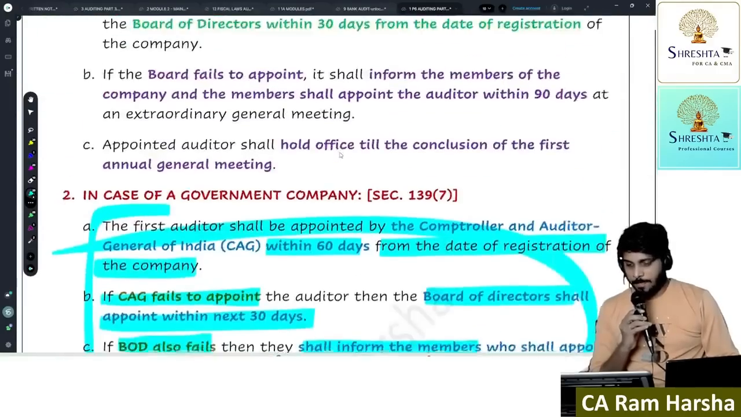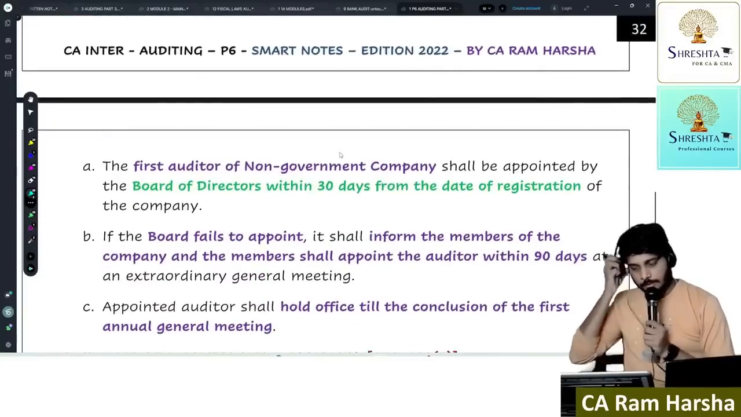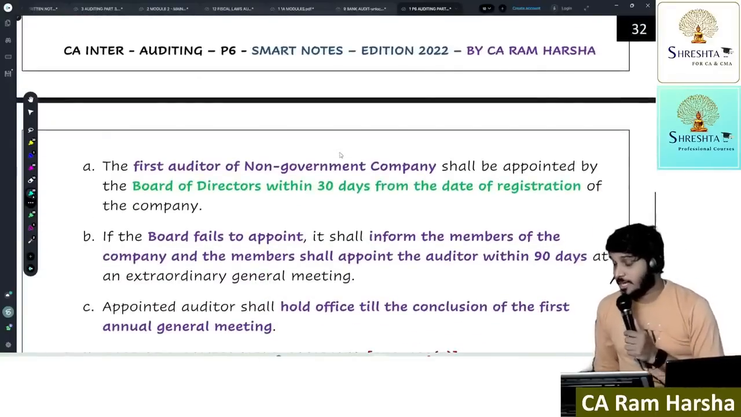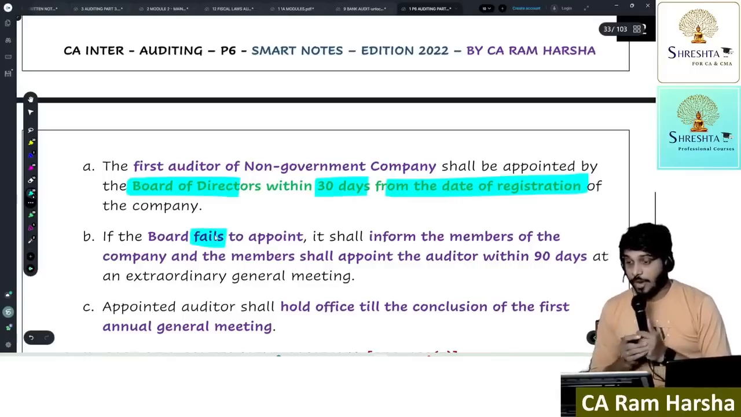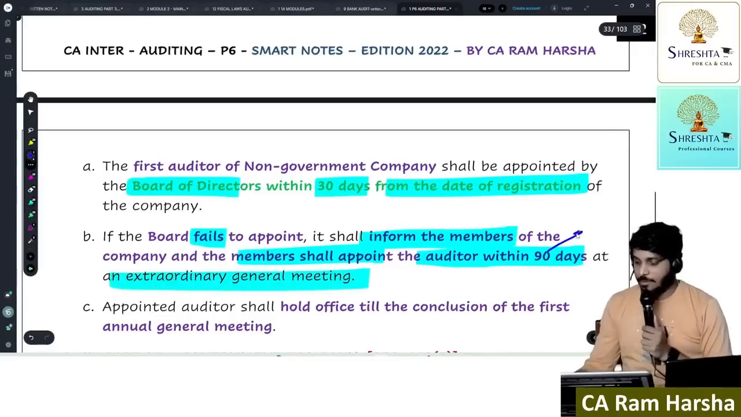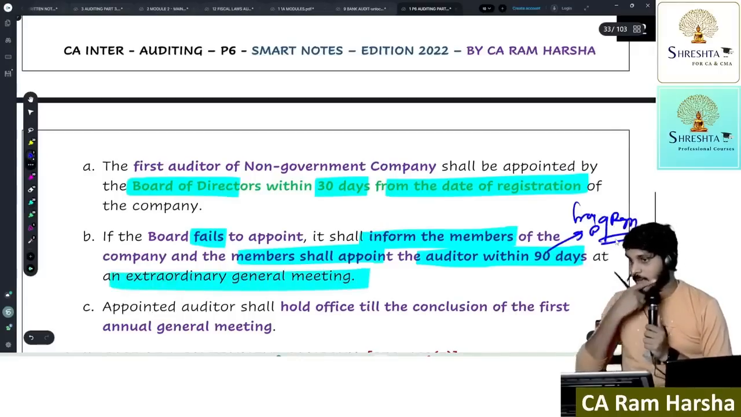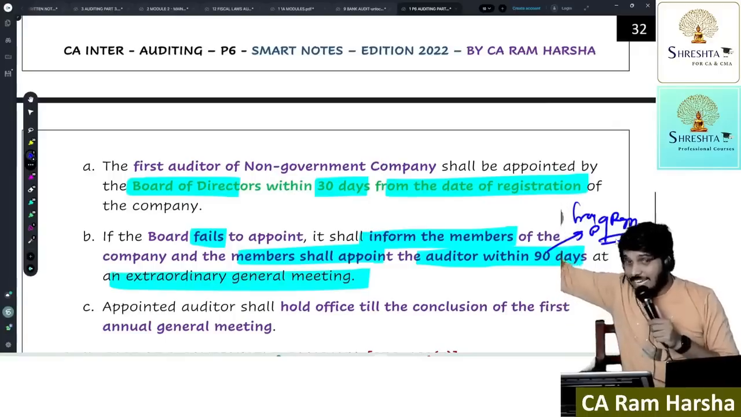First auditor of a non-government company. Who will appoint? The Board of Directors will appoint. The first auditor of a non-government company shall be appointed by the Board of Directors within 30 days from the date of incorporation. If they fail to appoint, inform the members. Members shall appoint the auditor within 90 days at an EGM. 90 days is calculated from the date of registration. If the board fails within 30 days, in the next 60 days members will appoint.